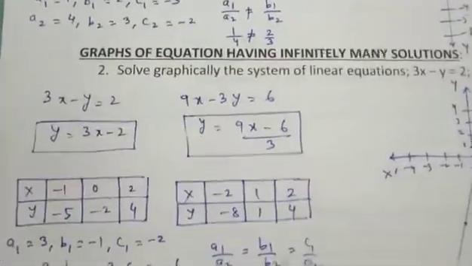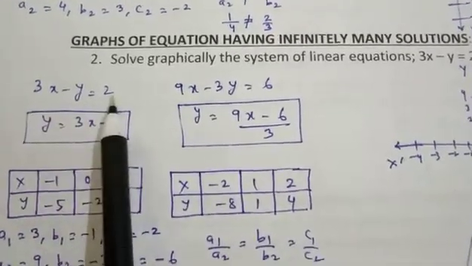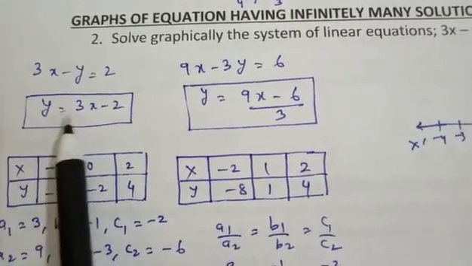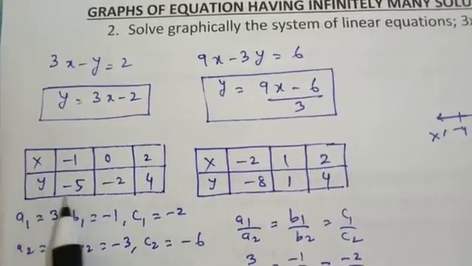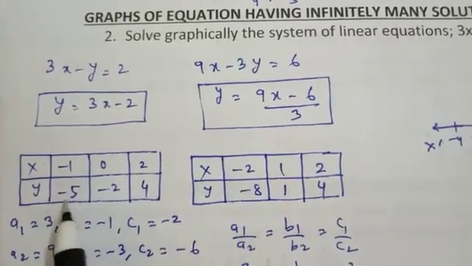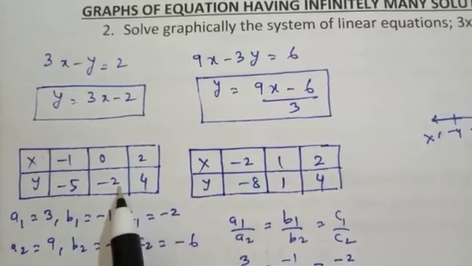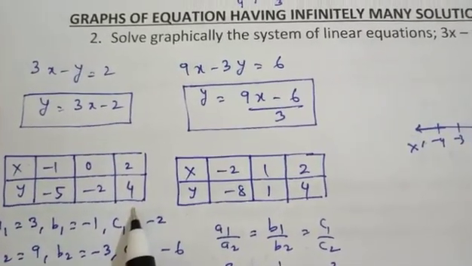Now coming to the table part, I take up the first equation 3x minus y equal to 2. If I make y the subject, that is y equal to 3x minus 2. On the basis of this, I am going to make the table. If I take the value of x as minus 1, y will be coming as minus 5. X as 0, then y will be minus 2. X as 2, then y will be equal to 4.